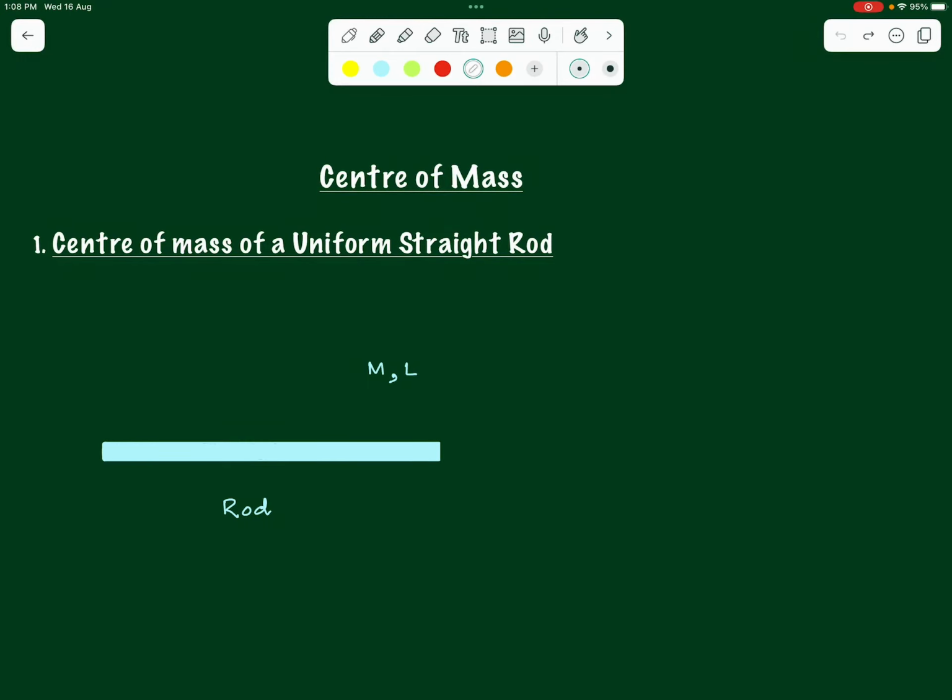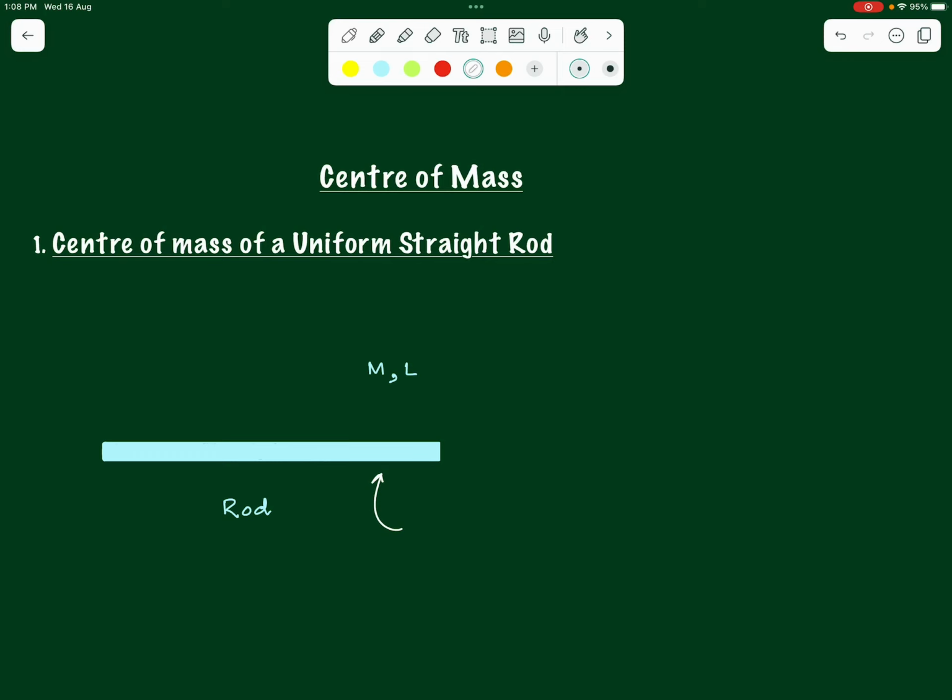So to start with finding out the center of mass of some standard continuous mass systems, let us start with finding out the center of mass of a uniform straight rod. As you can see here, there is a rod that we have drawn. A thin, uniform rod means its mass per unit length is the same.